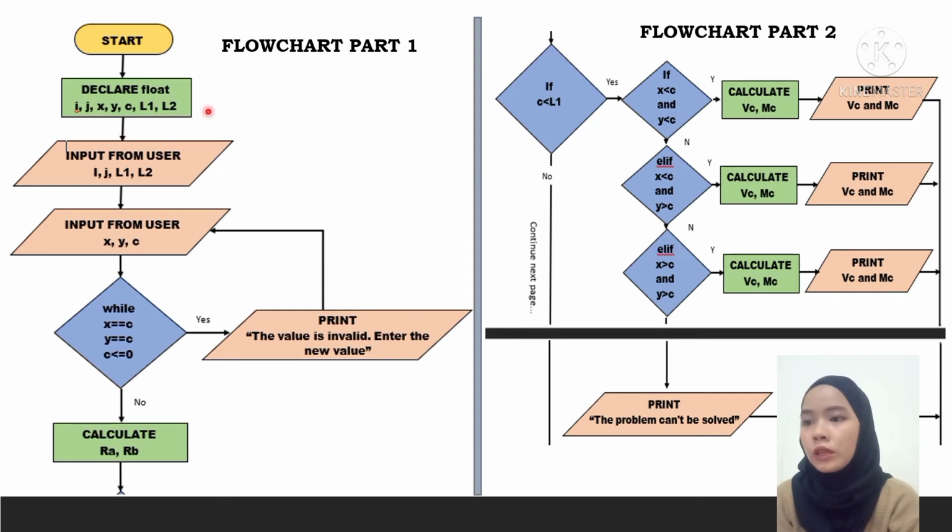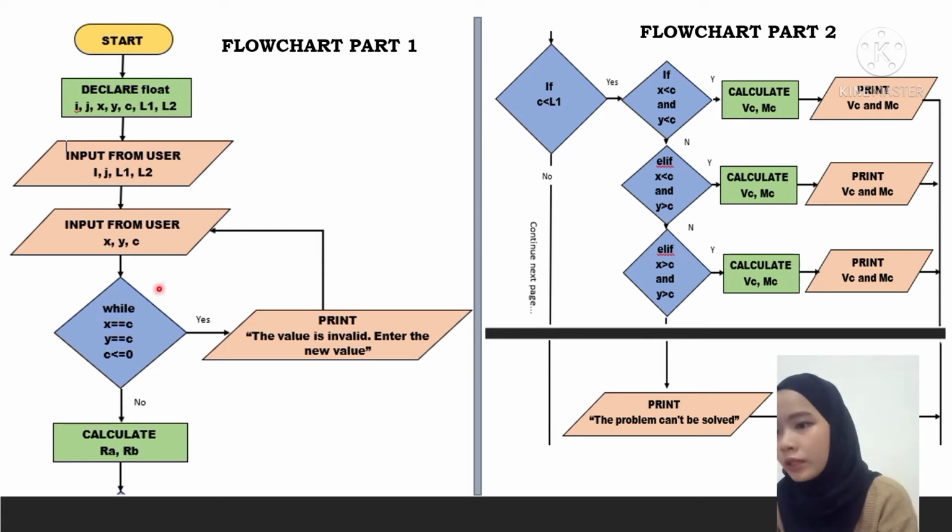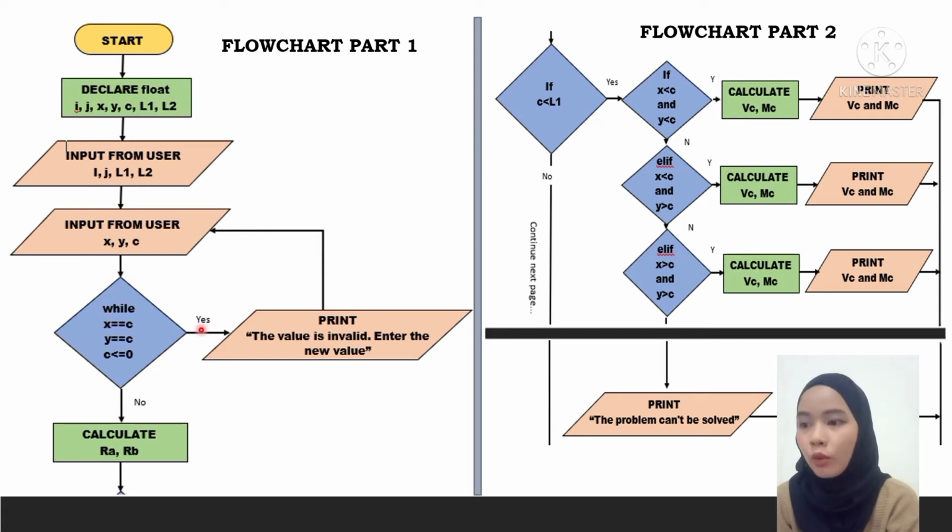Then we put in the input from the user. Then for the operator, X equal to C, Y equal to C, and C less than or equal to 0. If the value that we put into the operator is invalid, the program will ask us to enter a new value. Then after we put in the operator, the program will start to calculate RA and RB.